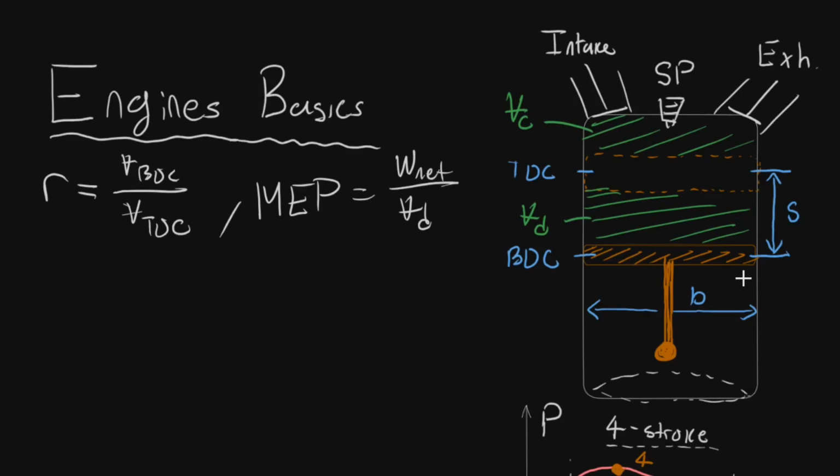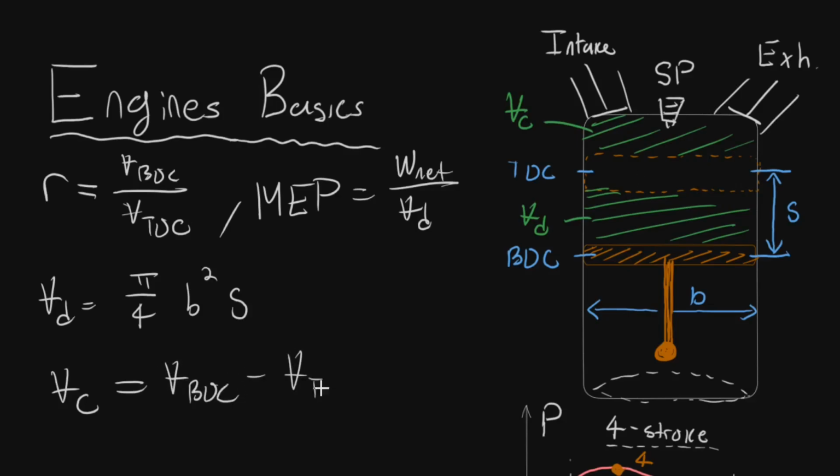You could also do some more calculations here. If you want to get the displacement volume from these, V_D is pi over 4 times our diameter squared times our height, right? Or you could do our clearance volume. There's a lot of equations. I think it'd be more useful for you to just think about this diagram and what you can get out of it. This would be our V_BDC minus V_TDC, and things of that nature.